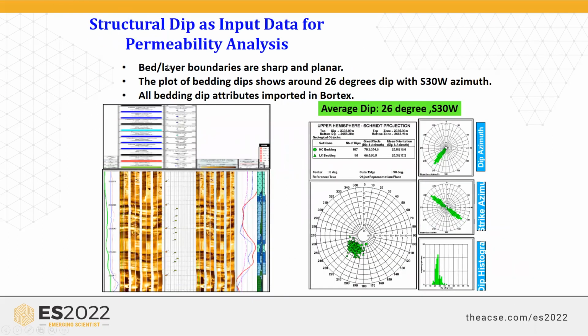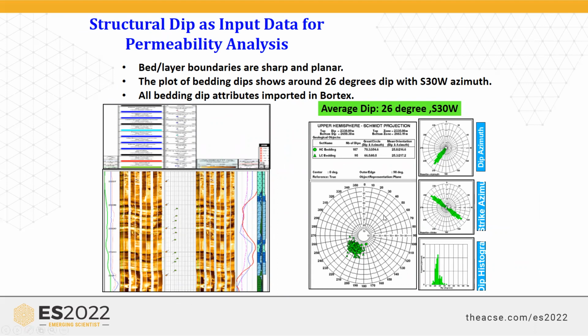The first step we did was to interpret structural dips. So you can see here the beds and layers. You see here the white color and also brown color and some black color. You can see the beds and layers are sharp and planar.